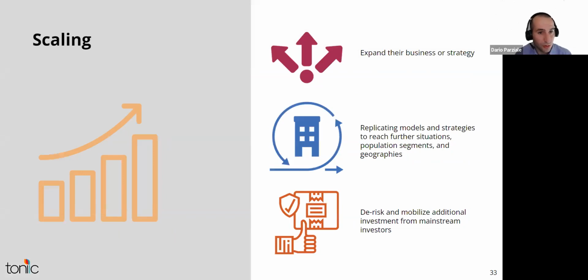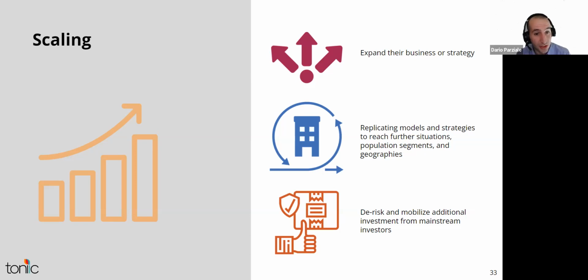Then there is the scaling role. The scaling role picks up where the seeding role leaves off. Even after pioneering impact enterprises and investment managers demonstrate early successes, they can still struggle to attract mainstream capital, as their track record might still be limited, their size still subscale, and the markets that they play relatively underdeveloped. In these cases, Catalytic Capital can step in to help them scale and expand their business or strategy, or support other players in replicating these models and strategies to reach further situations, population segments, and geographies.